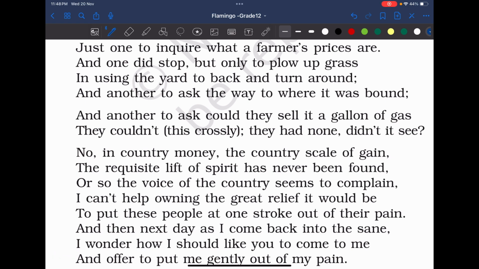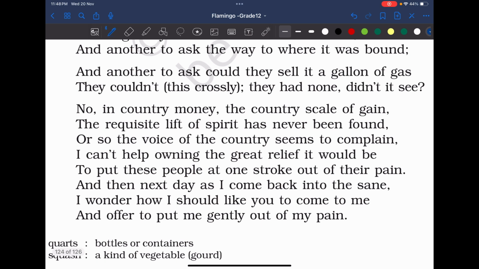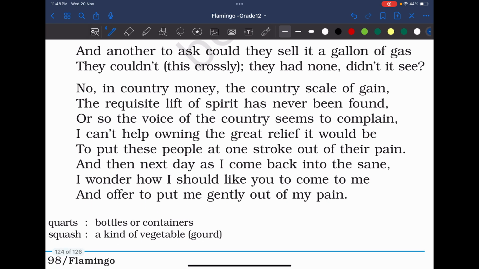They couldn't. They had none. Didn't it see? No, in country money, the country scale of gain, the requisite lift of spirit has never been found. Or so the voice of the country seems to complain. I can't help owning the great relief it would be to put these people at one stroke out of their pain. And then next day, as I come back into the sane, I wonder how I should like you to come to me and offer me to put me gently out of my pain.